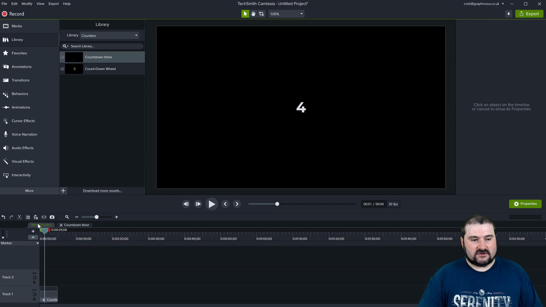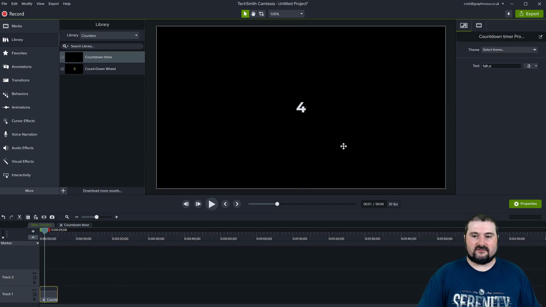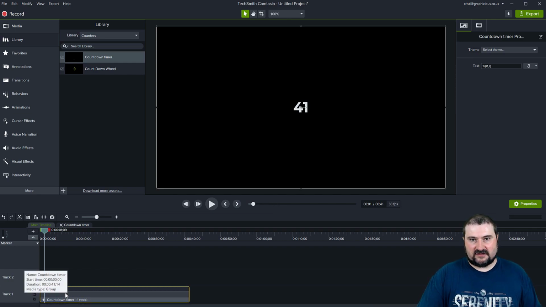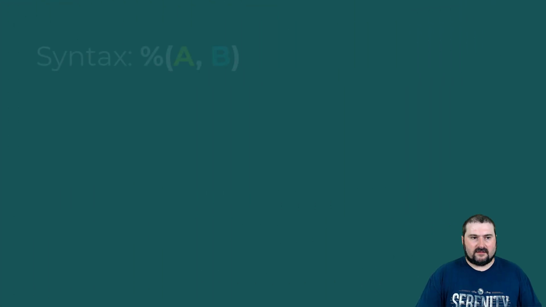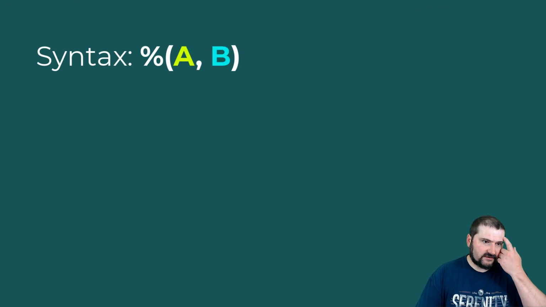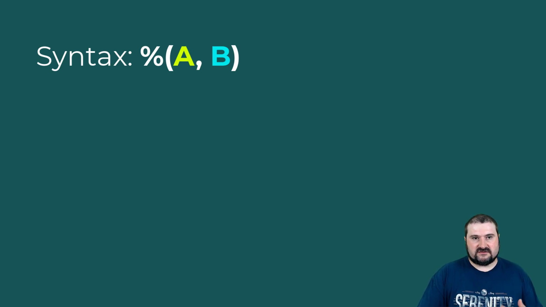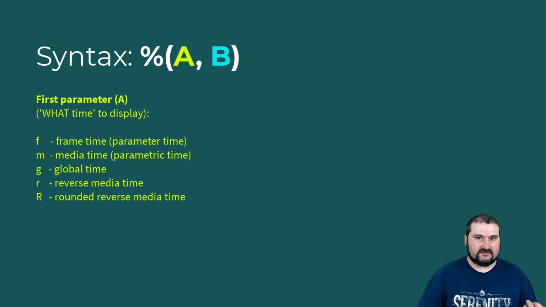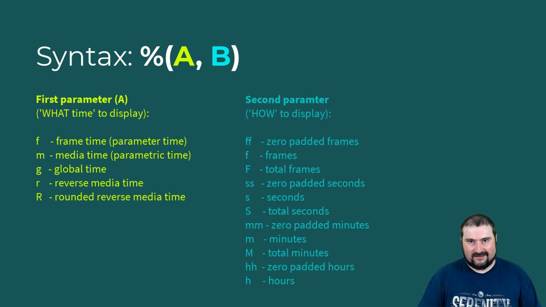Different timers. So if I go back to my timeline here, this is the countdown timer, because that's what I added from my library. But now it's on my timeline. I can customize it any way you like. So I have a list of all of the variables you can use and what they mean. The syntax is this one, %, A, B, comma B, right? So don't forget the parentheses. What this means is, % tells Camtasia, hey, there's something coming you need to replace. And then you have the first part, the A, it means what do you want to display, and the second part is how you want to display it.